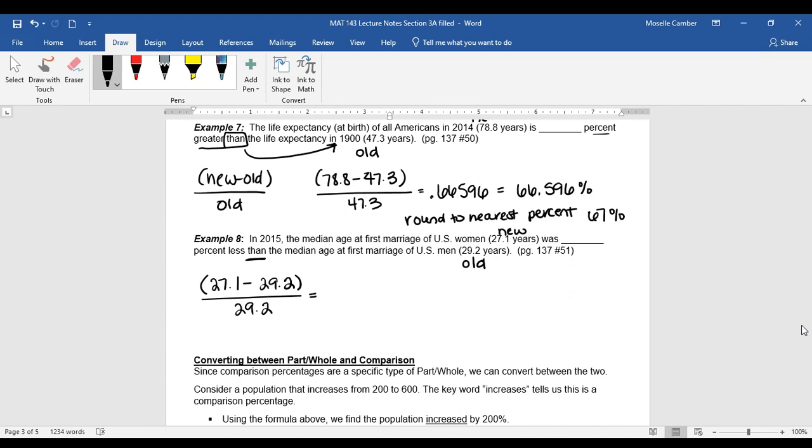And I get a negative 0.0719, which as a percent is negative 7.19%. I know we have this negative, but because we have this word less than, our answer is going to be positive 7.19%. In example 7, we have the word greater. So we just leave it as a positive. But because this says less, we want to change this negative to a positive.